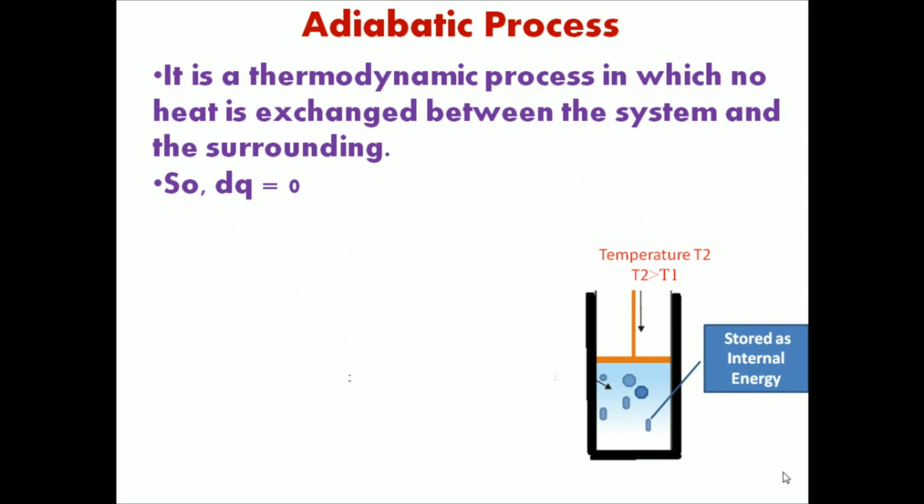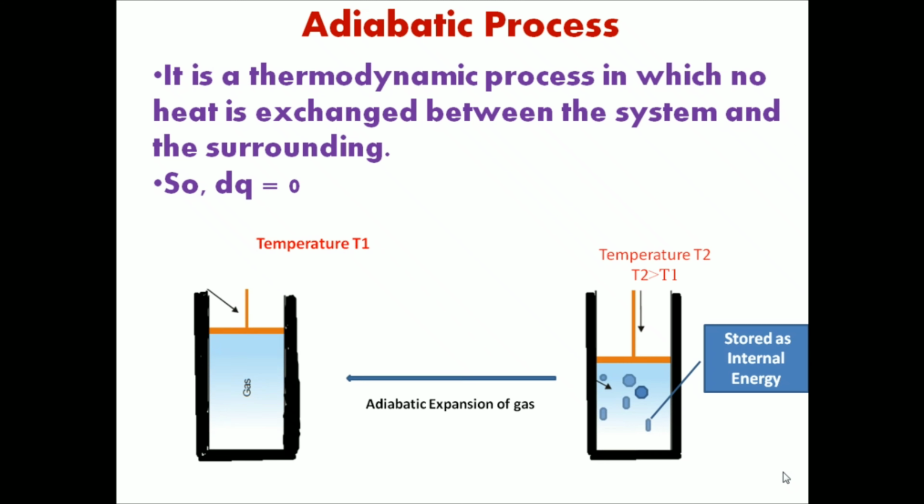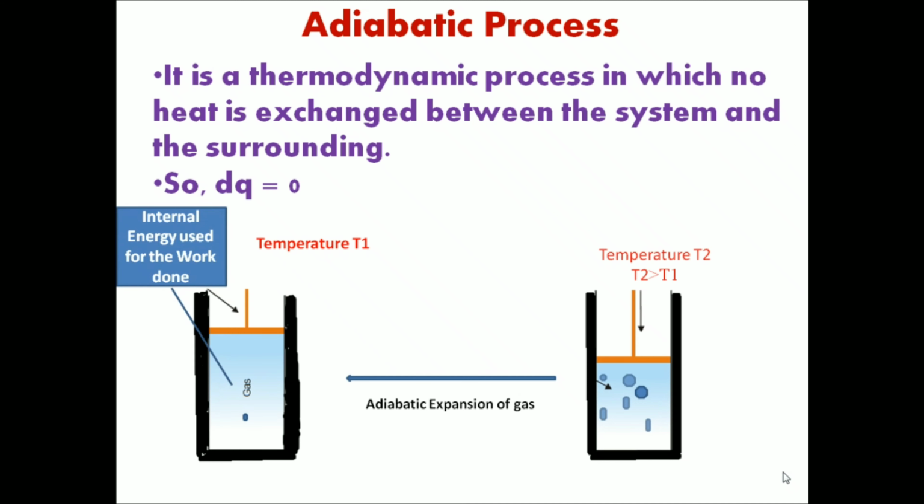If we consider adiabatic expansion of gas, it needs energy. Where does the energy come from? Because the system is an isolated system, the internal energy is used for the work done. So the temperature of the system decreases. In an adiabatic system where dq is equal to 0, dE, the change in internal energy, is not equal to 0. So dT is not equal to 0. There is a change in internal energy and also a change in temperature.